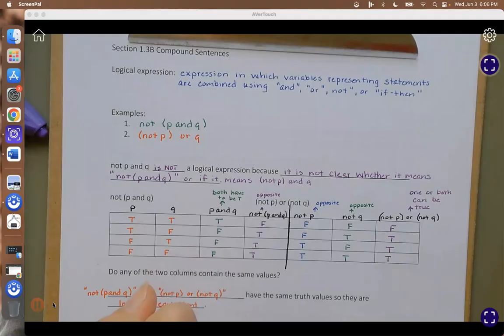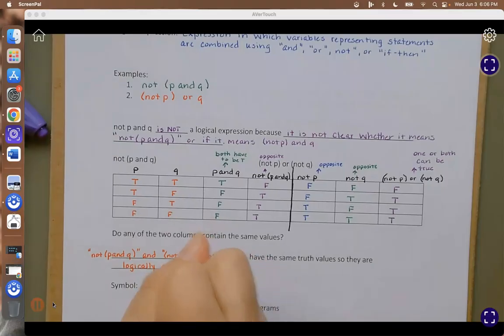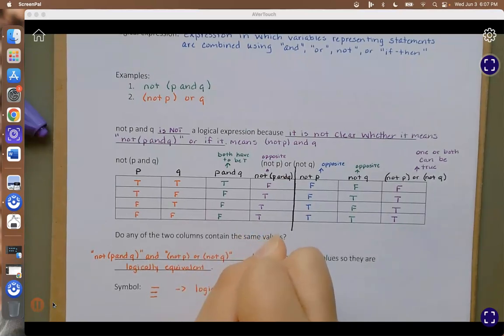Okay? And the symbol for logically equivalent is like an equals, but it means a little more. So you add a third line. So it's 3 lines. It's like an equals with a third line. This means logically equivalent.